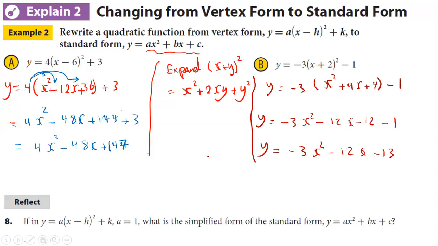Okay. Look at this reflect. If in y equals a(x minus h) power 2 plus k, if a equals 1, he asked you, what is the simplest form for the standard form y equals ax squared plus bx plus c? a equals 1, so it will be x squared plus bx plus c.